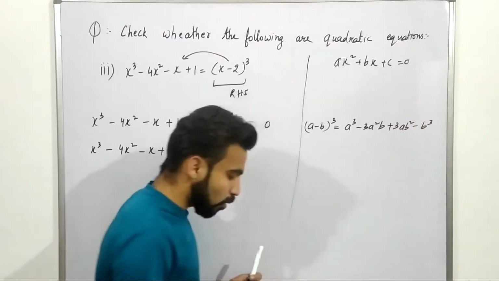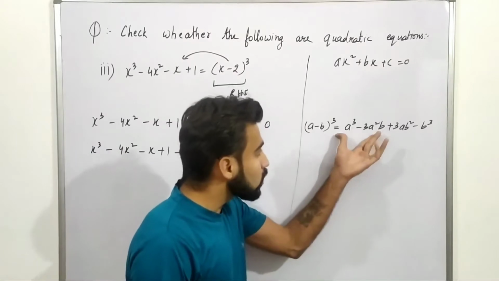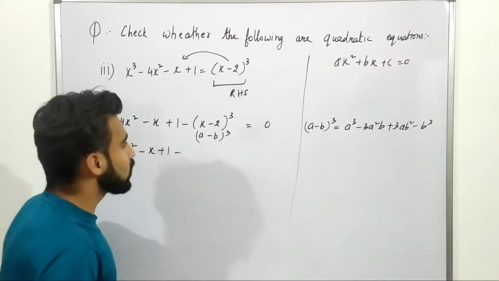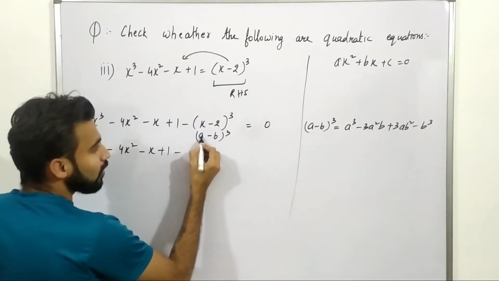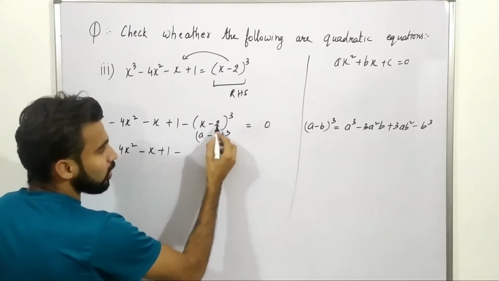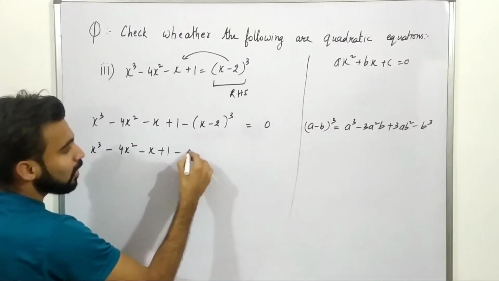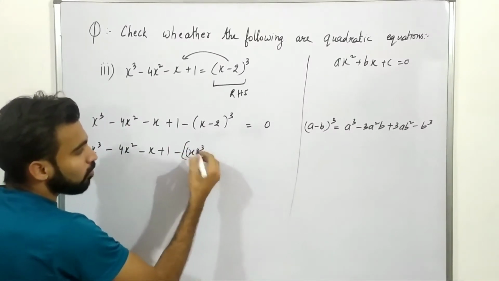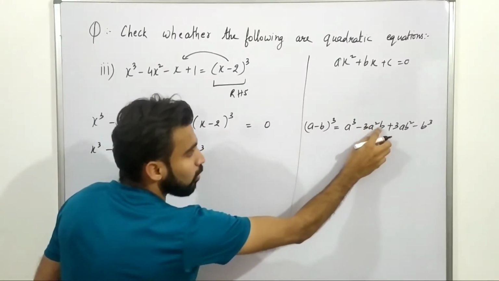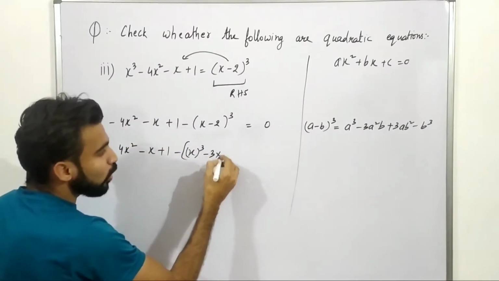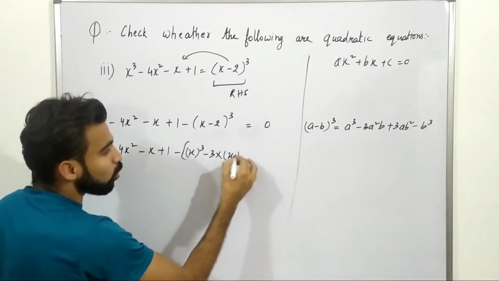Now what I will do is simply apply this formula over to this. So you can see here that at the place of a there is x and at the place of b there is 2. So if I open this, that will be a cube. That means in the bracket x cube. Now further minus 3a square b. So that will be minus 3 into a square. What is a? That is x square.